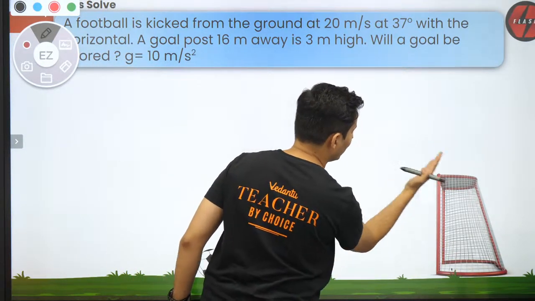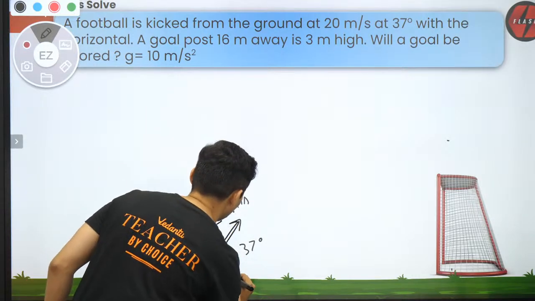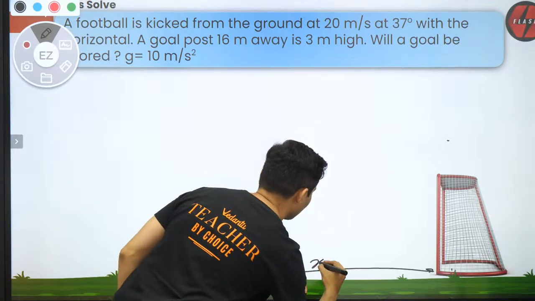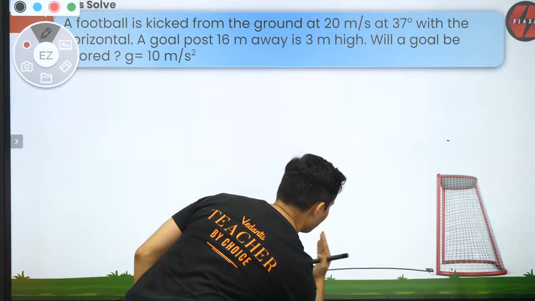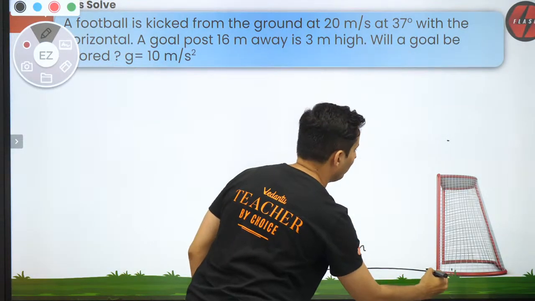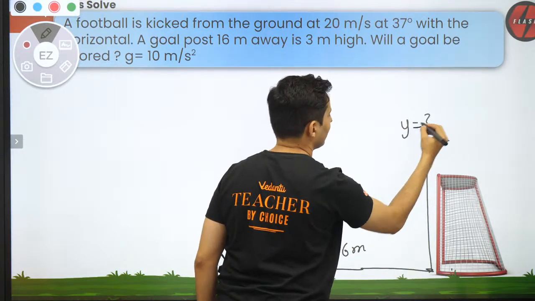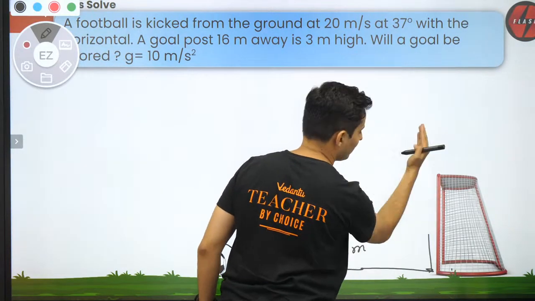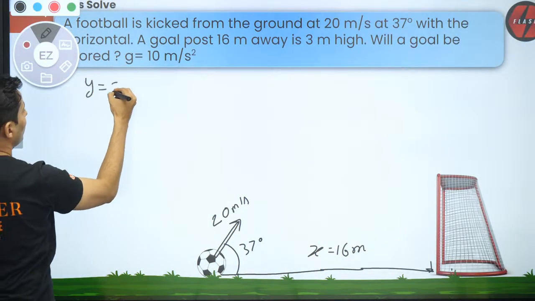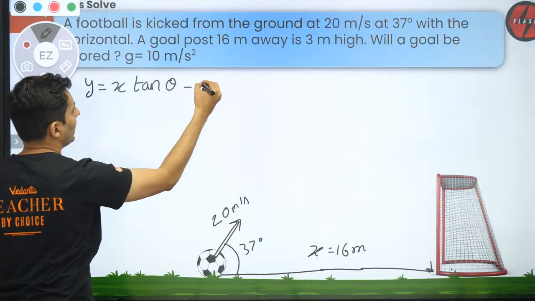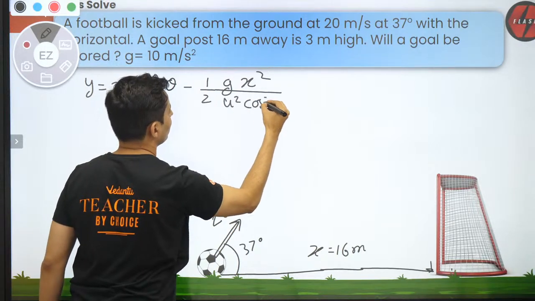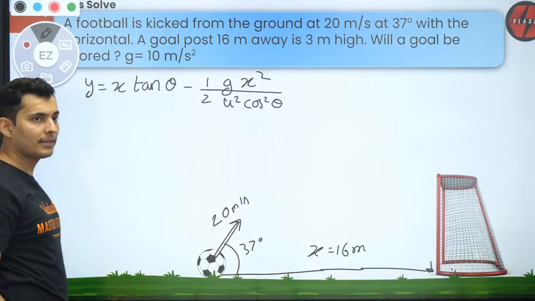So what I'm going to do is, I'm going to assume that at x is equal to 16 meters, I'm just going to find what is the y. That's it. Now, I don't know how much is that y. So let's just use the trajectory equation. What was our trajectory equation? y is equal to x tan theta minus half g x square by u square cos square theta. Yes, trajectory equation.